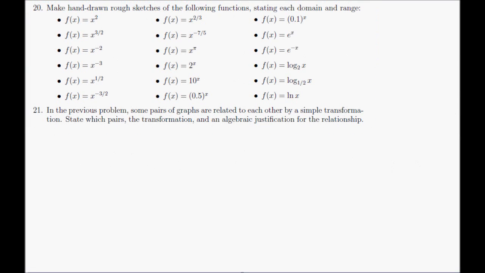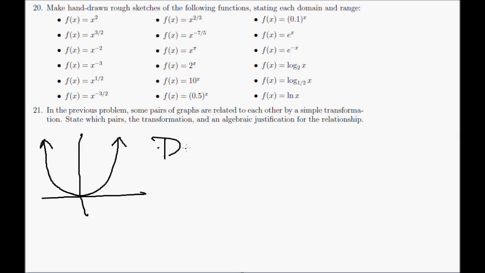Let's now turn to problems 20 and 21, making rough hand-drawn sketches of the following functions, stating the domain and range of each. Let's start off with the left column, just go down. So x squared, the graph of x squared will go like this. And for this, the domain will be all real numbers, while the range will simply be the positive real numbers and 0. So that's the domain and the range of x squared.